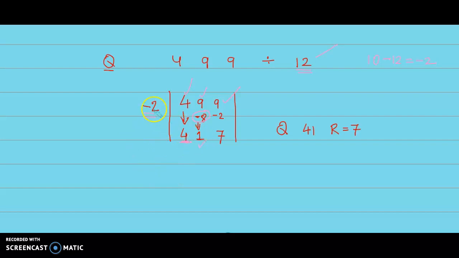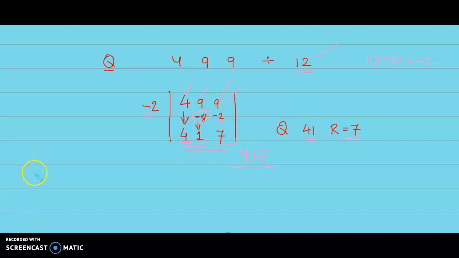Now 1 times minus 2 is minus 2, so subtract this minus 2 from the next digit, so you get 9 minus 2 equals 7. So 417 we have got here finally. The last digit is the remainder and the first two digits are the quotient. Our answer is quotient 41 and remainder 7. I hope the steps are clear.